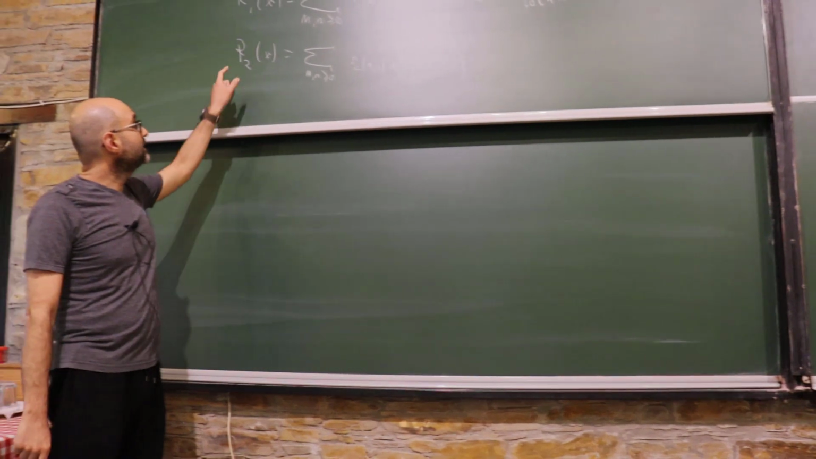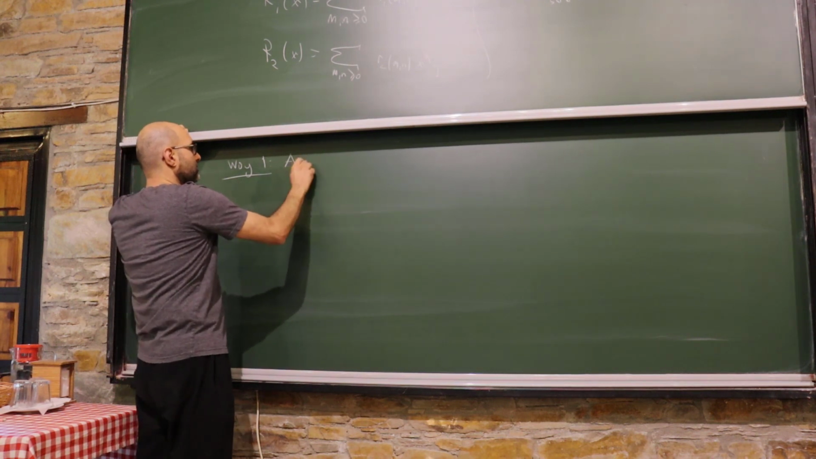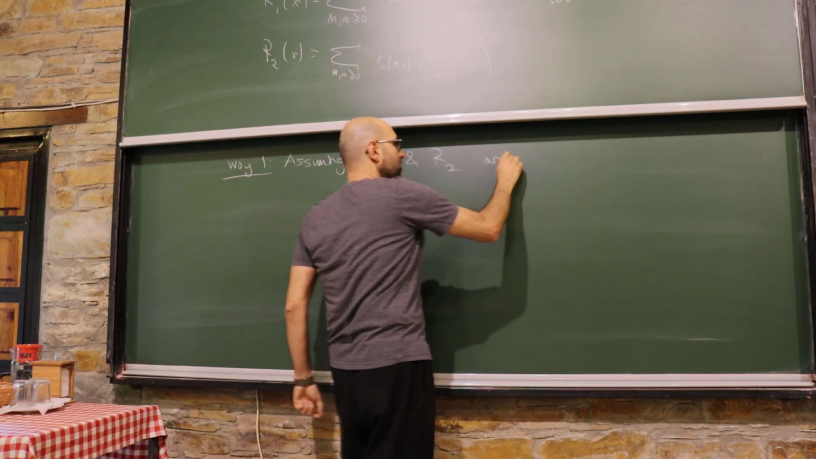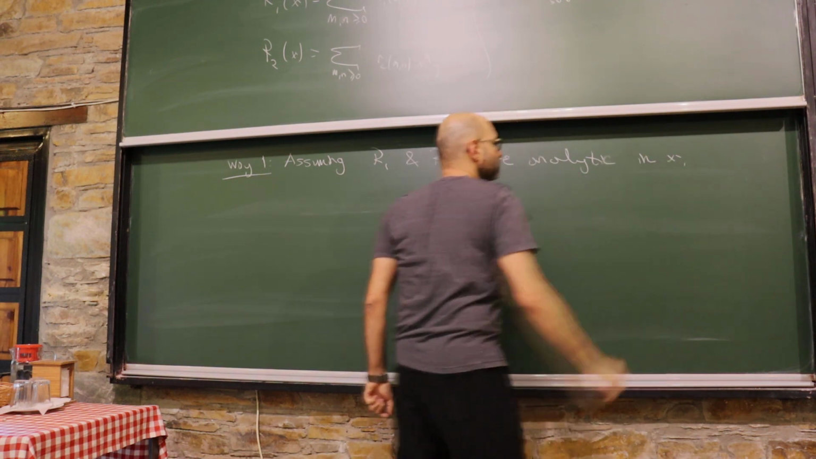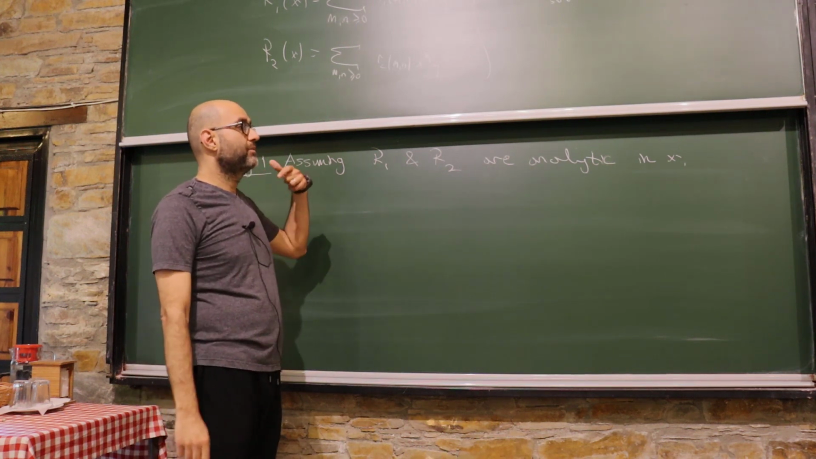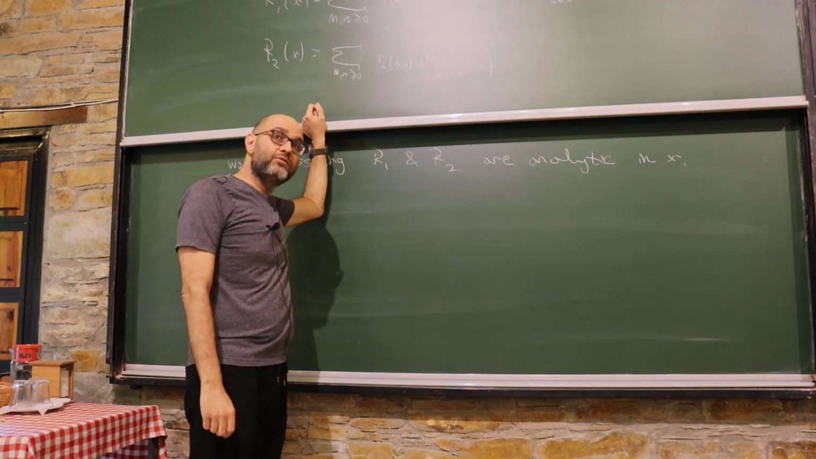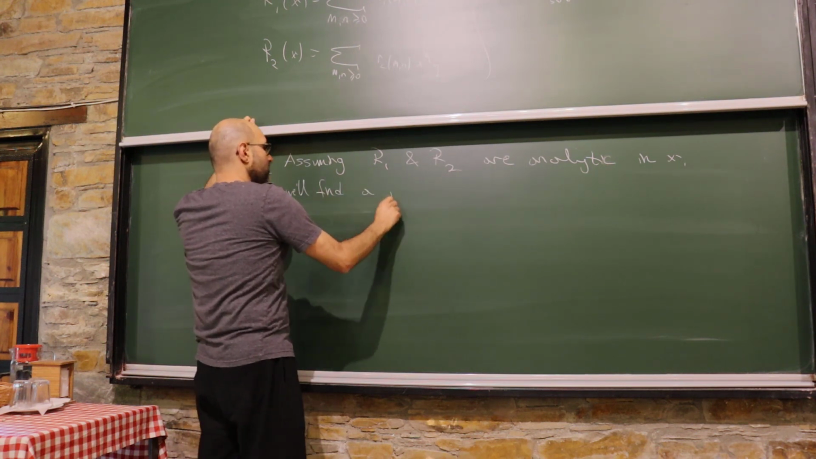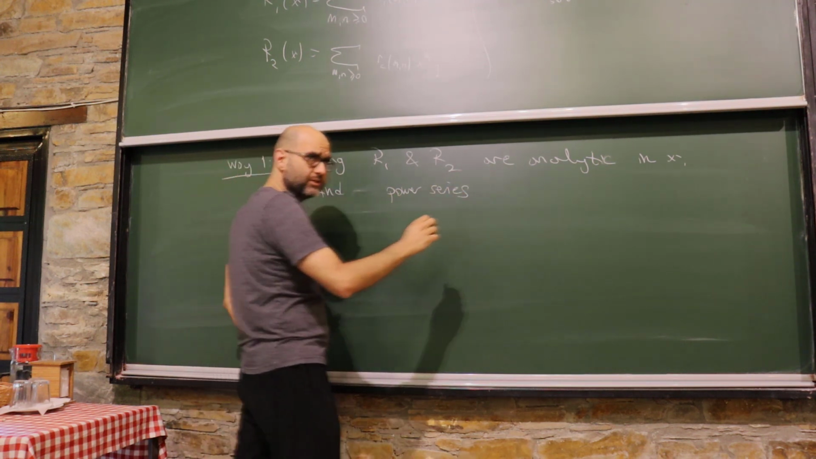Assume that these are analytic functions in x. Assuming big R1 and big R2 are analytic in x, we can look for their series representation. We can look for representation of them as power series in x. Instead of a twofold sum, we can look for a single sum. We'll find power series representations.